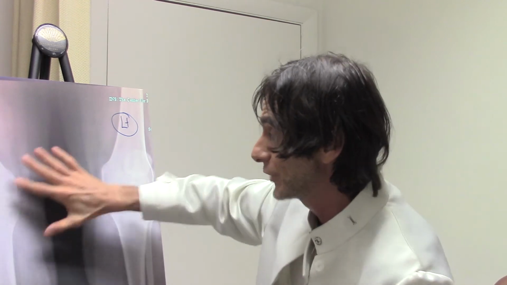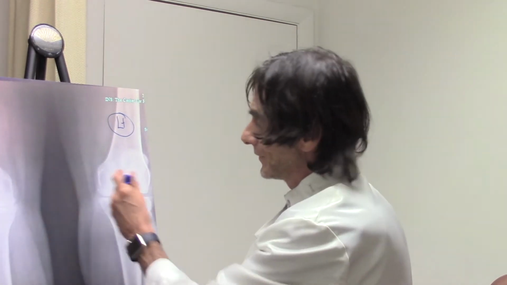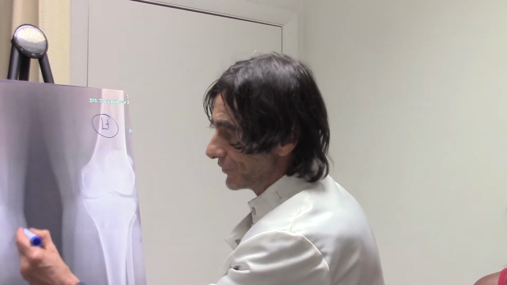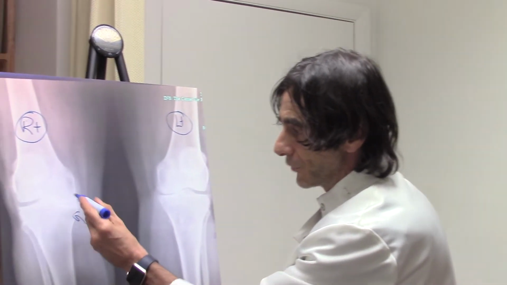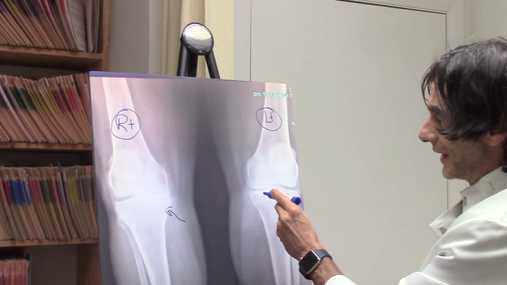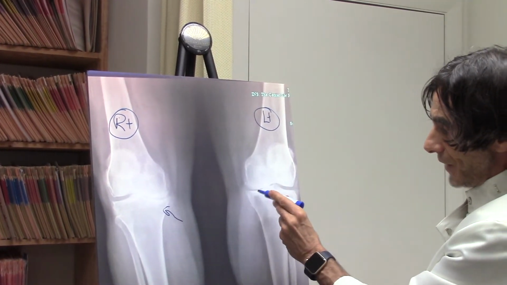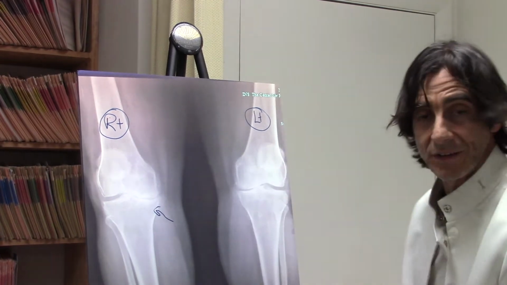Now, this is the X-ray right here. I'll go through it again. This is the right, this is the left. You can see this is the inside, this is the outside. The inside of the knee, this area right over here, is very stressed. The left, not so much. There's still some viable cartilage on this knee, but it does show degenerative changes.